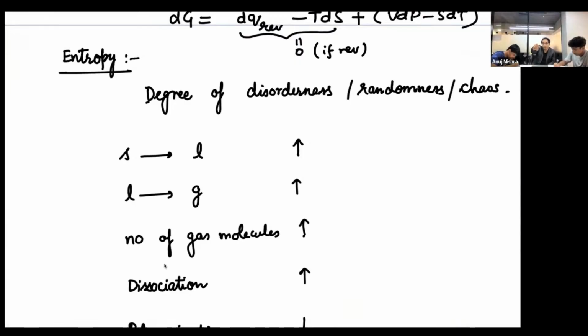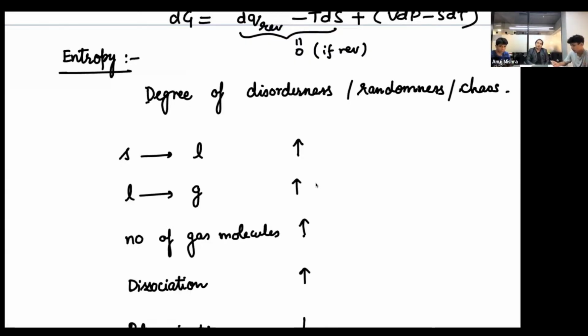You can minimize because nobody's there, right? So you can minimize that window. No, the first one. First one. Yeah, perfect. Yes, perfect. So, degree of disorderness, degree of randomness, or degree of chaos.